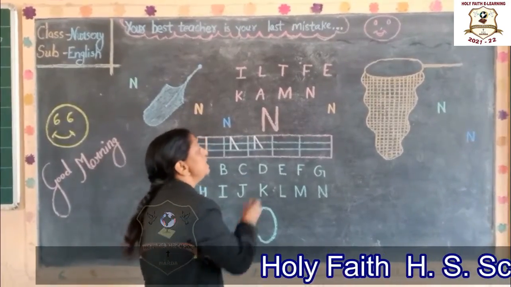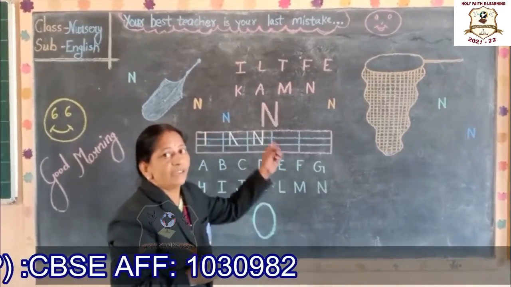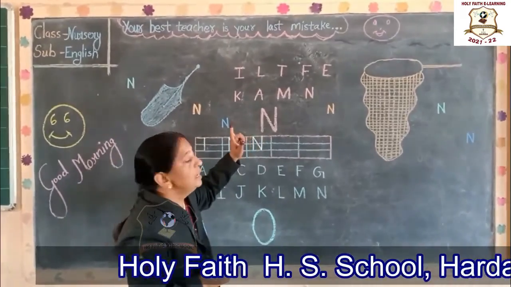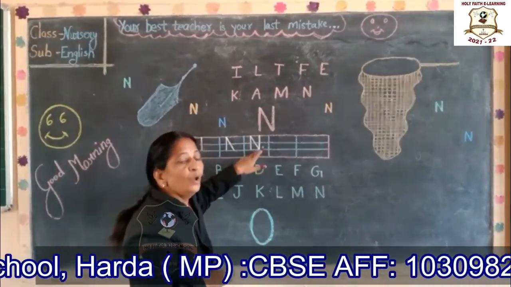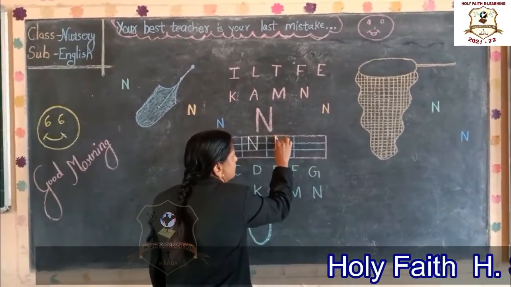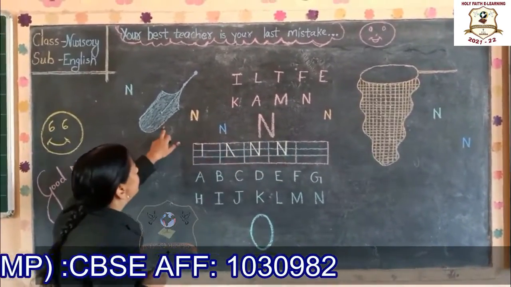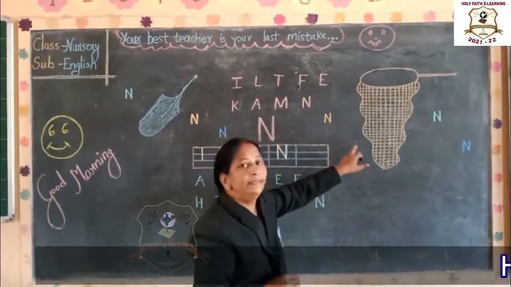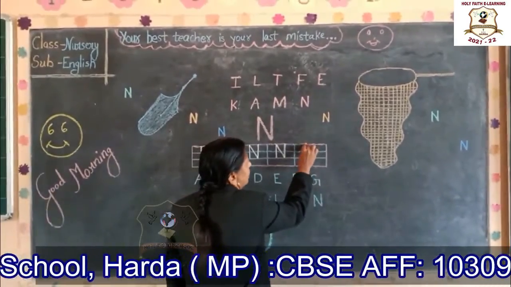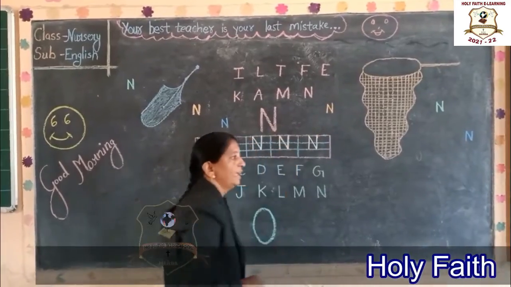Now our third step, standing line, slanting line. Now we will draw one standing line from second blue line to pink line. ये standing line हमने कहाँ से start की है? Second blue line से pink line तक. Okay, this is N. Which letter is this? N. See once again, standing line, slanting line, then once again standing line. N for nib, N for net, N for nose.